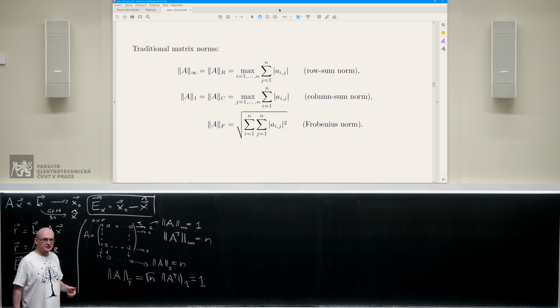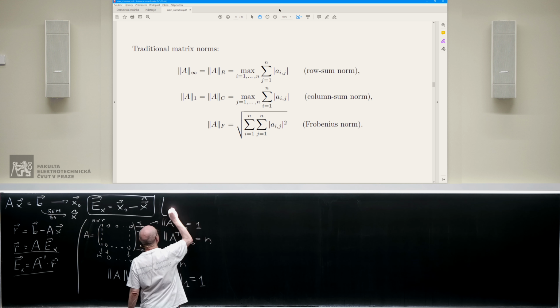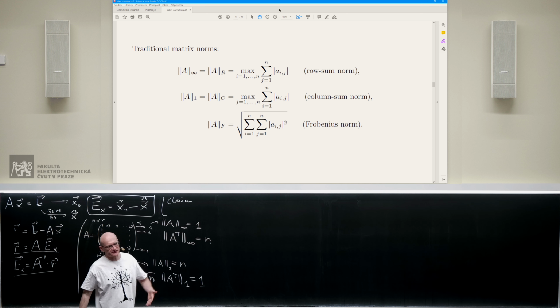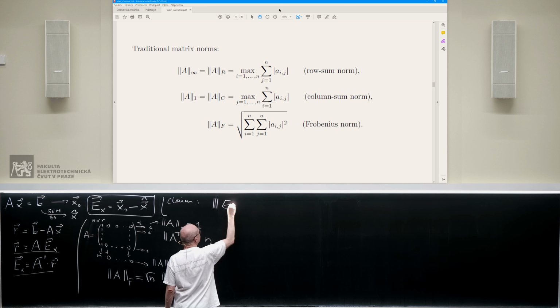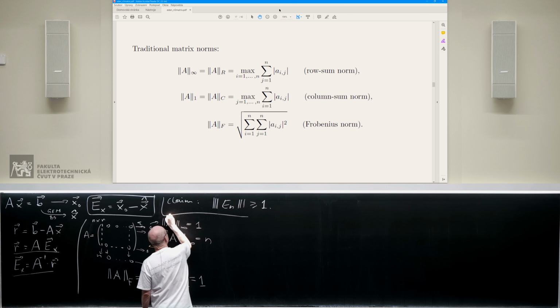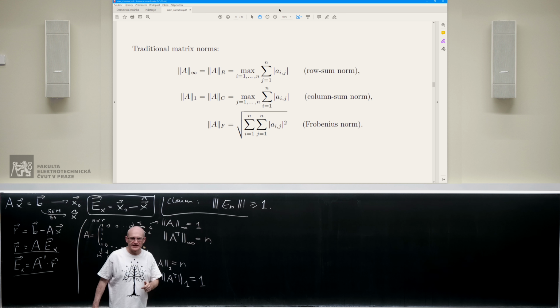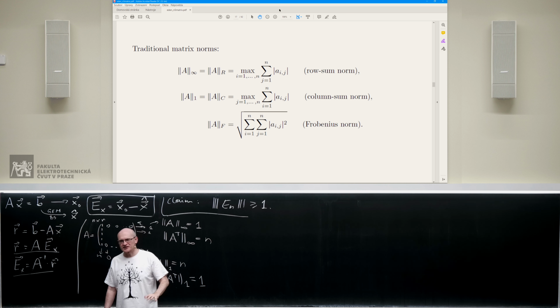However, this does not mean that you cannot say something nice about matrix norms. There is a theory where they prove all kinds of properties. And let me show you one example because we will need it. I claim that if you pick some way of measuring matrices, some matrix norm, then the norm of the unit matrix must always be greater than or equal to 1. Or to put it another way, it's not possible to invent a matrix norm so that the unit matrix will be smaller than 1.